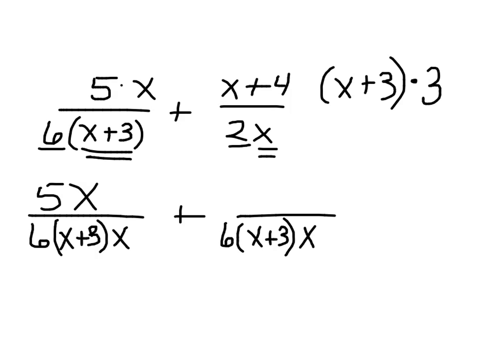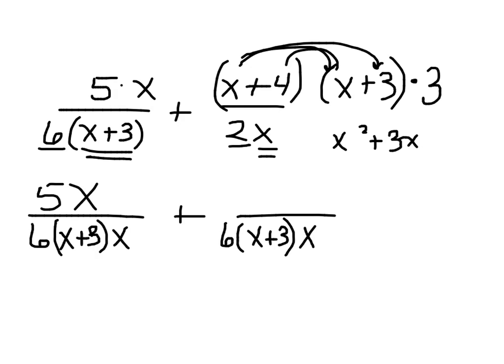Now, the other thing that we could do, notice where I put the 3? Does it matter where I put the 3? No. But the reason why I put it there is because I like to do my FOIL first. What's x times x? What's x times 3? What's 4 times x? And what's 4 times 3? And if I combine like terms, that's what I have. But remember now, everything needs to be multiplied by 3.